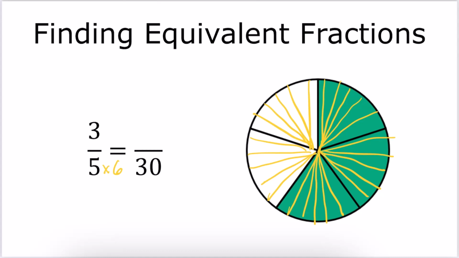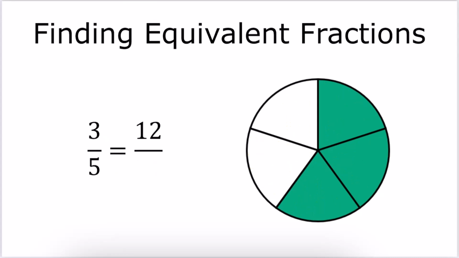And the 3 pieces that were previously shaded are now 6 times as many slices because I cut up each one of them into 6 smaller pieces. And so 3 times 6 tells me that 3/5 is equal to 18/30.